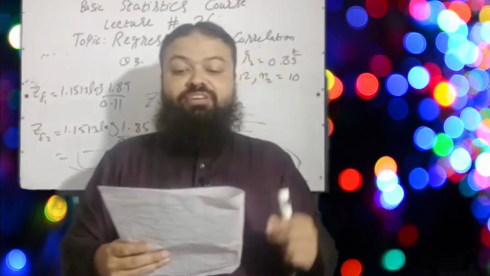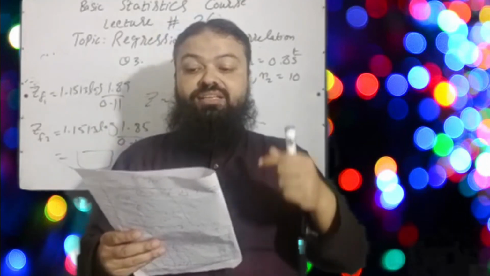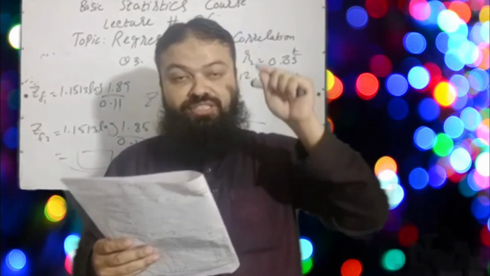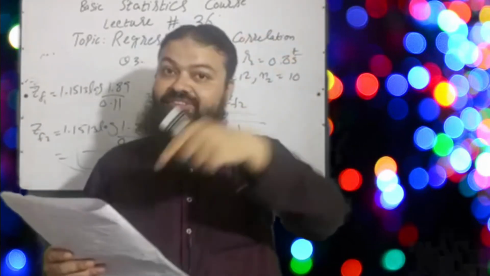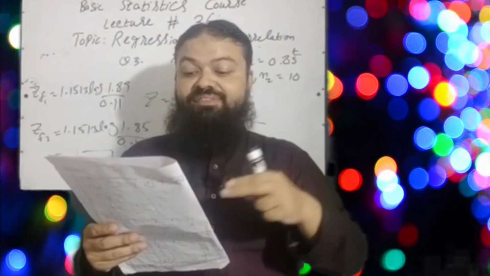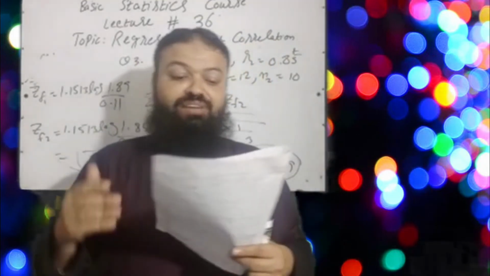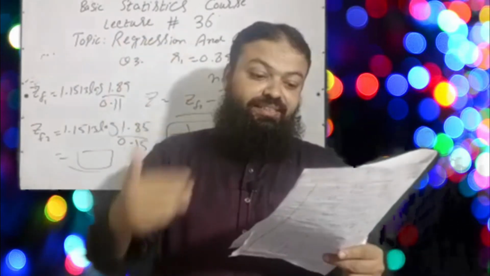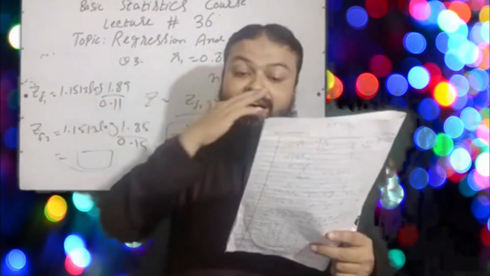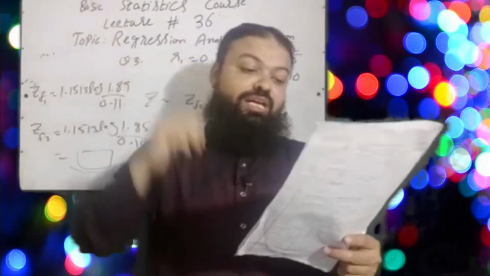Question number 10. Which condition is not necessary for ordinary least squares to be the best linear unbiased estimator, BLUE? A, all errors are independent and uncorrelated to each other. That is necessary, but we have to find the unnecessary condition. It is incorrect. B, all errors have expectation equal to 0. Yes, it is also necessary. Incorrect. C, all errors have the same variance. Incorrect. D, all errors are normally distributed. D is the correct option.